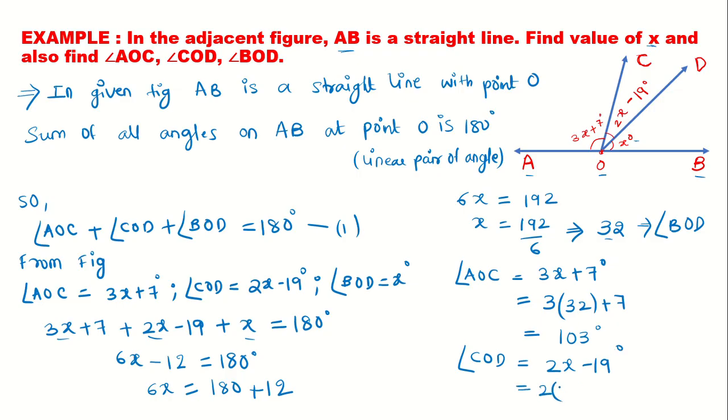So, substitute the x value. What is your x value? 32 into 2 minus 19. You will get 45 degrees. So, angle COD is 45 degrees, angle AOC is 103 degrees, and angle BOD is 32 degrees.